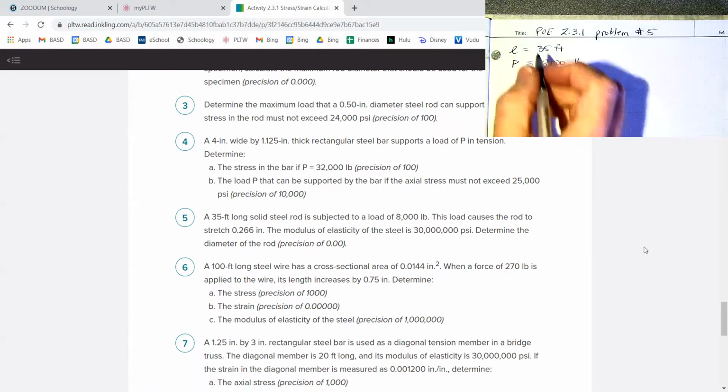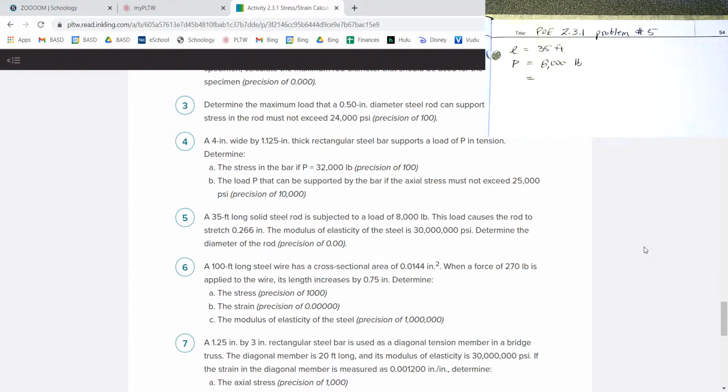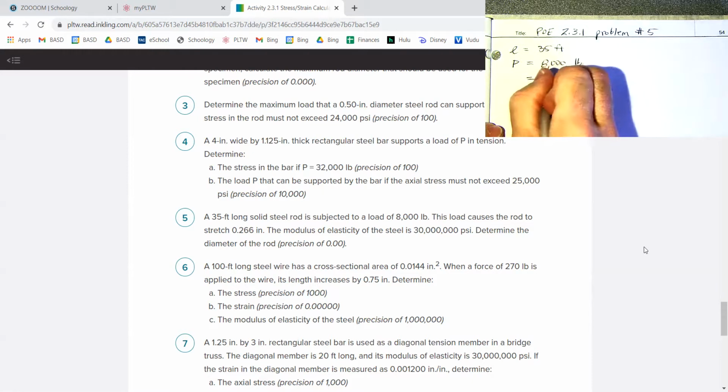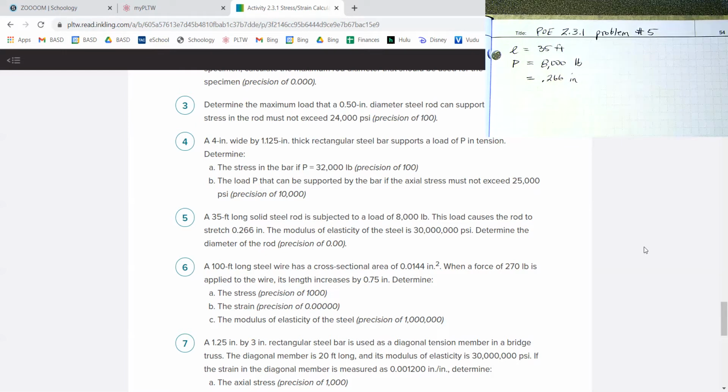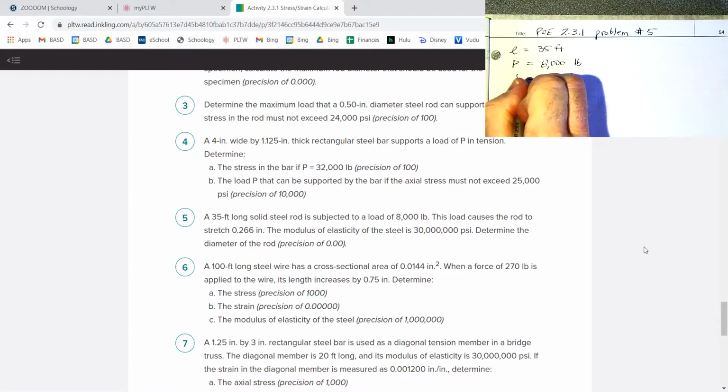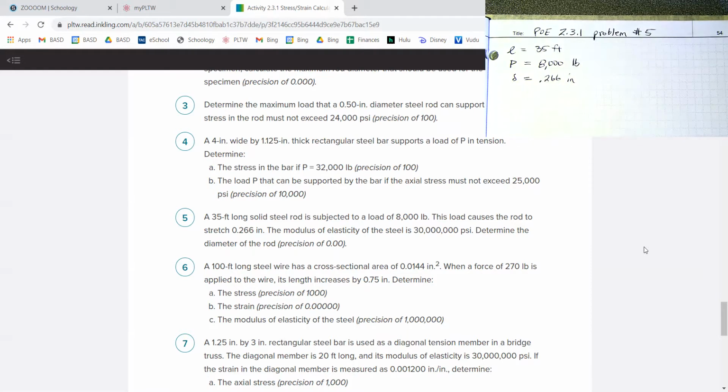I don't know what the variable for stretch is, I'll look that up in a moment. But I do know that 0.266 inches is a value I can write down for that unknown variable. I'm going to make a guess: 0.266 inches. It says this caused the rod to stretch. Is it deflection? Is it deformation? I think this is a 50-50. This is a lowercase delta. I don't know how well you can see that. That could be the wrong variable.